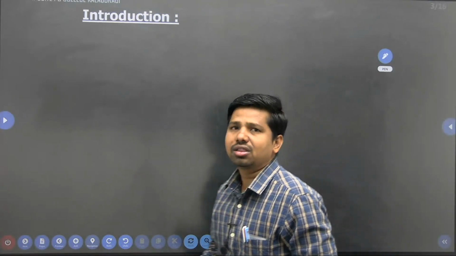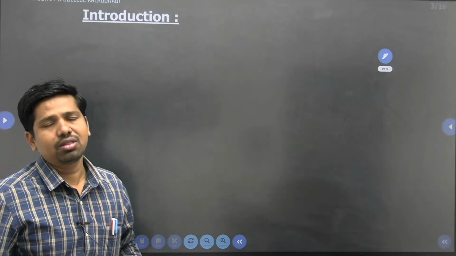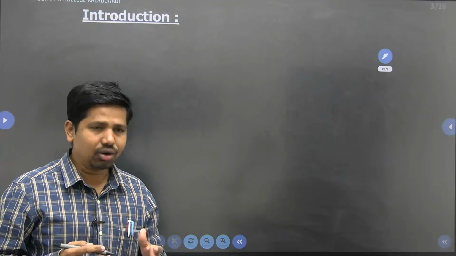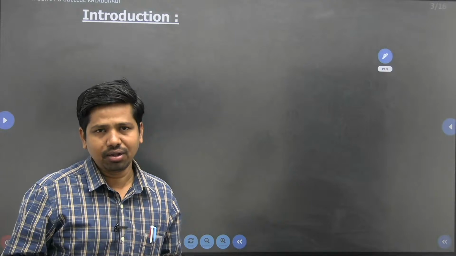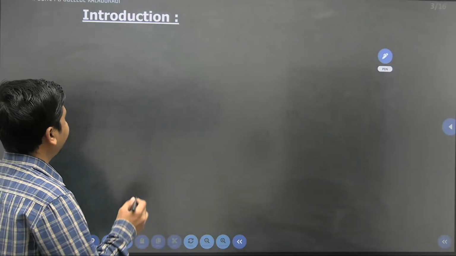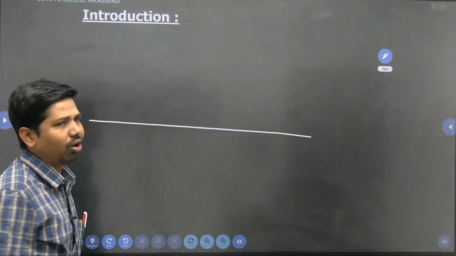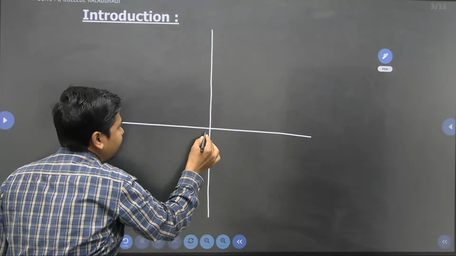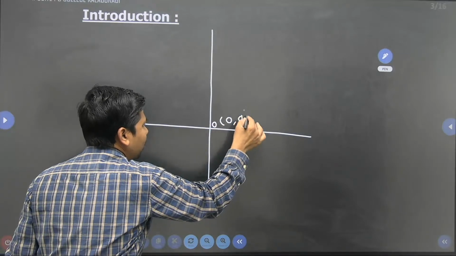In the introduction part, first we should know what we mean by a coordinate system. If you take two perpendicular lines intersecting each other at an origin, that is said to be a coordinate plane, or it is also called the xy plane. So whenever two mutually perpendicular lines intersect each other, suppose you are taking a horizontal line and one more vertical line intersecting at the point origin, the coordinate of the origin is 0 comma 0.